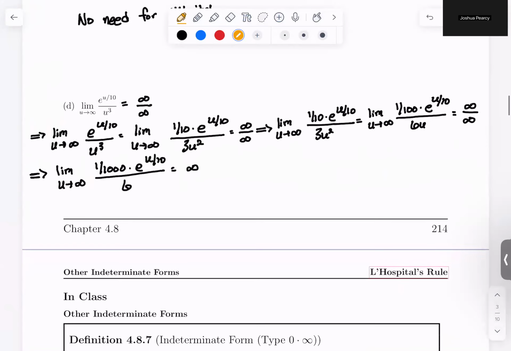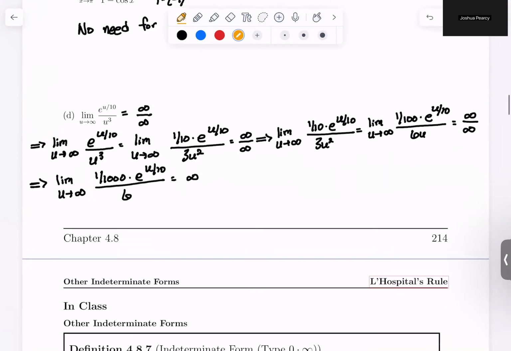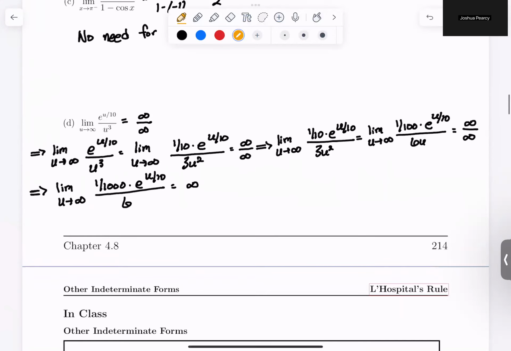Then part D, it says the limit as u goes to infinity of e to the u over 10 divided by u cubed. Letting u go to infinity, both the numerator and denominator go to infinity. So we have a type infinity over infinity, and we can use L'Hopital's rule. Differentiating the numerator first, we have to use the chain rule. So it's 1/10 times e to the u over 10. And in the denominator, the derivative of u cubed is 3u squared.